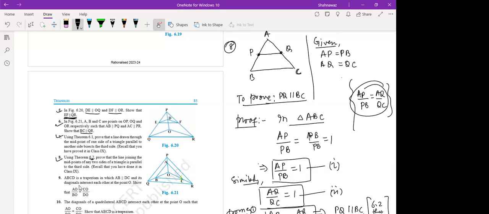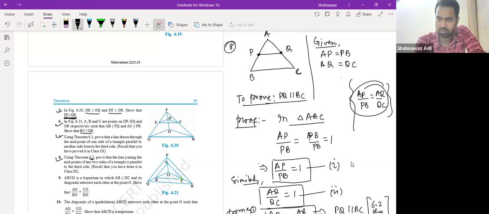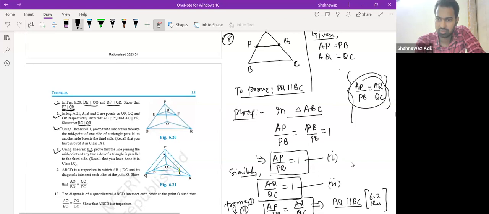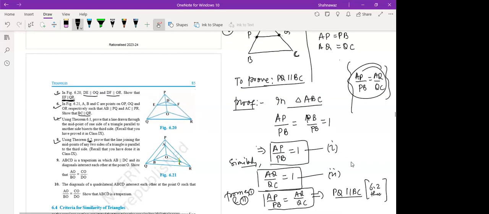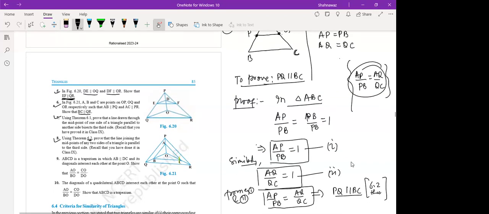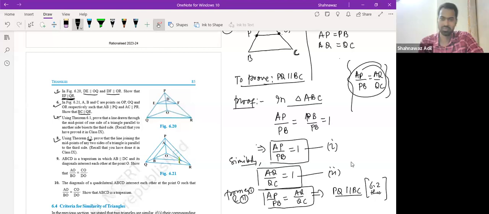So can you scroll a little bit down? Yes. Yes.